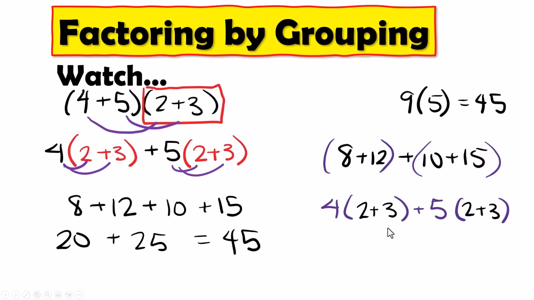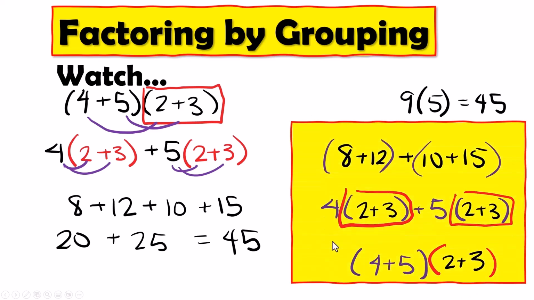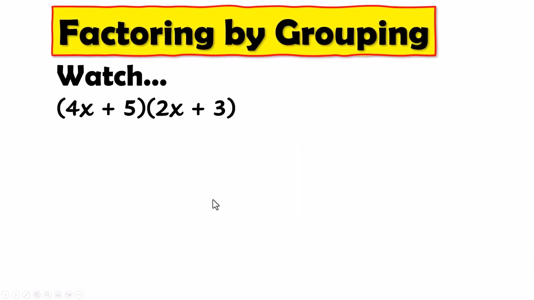Now, if you look, the 2 and the 3, as a term in parentheses, as a group, shows up in both. So I can pull that out. And then that got multiplied times the 4 plus the 5. This is called factoring by grouping. This is the thing that you're going to do in algebra. Factor by grouping.